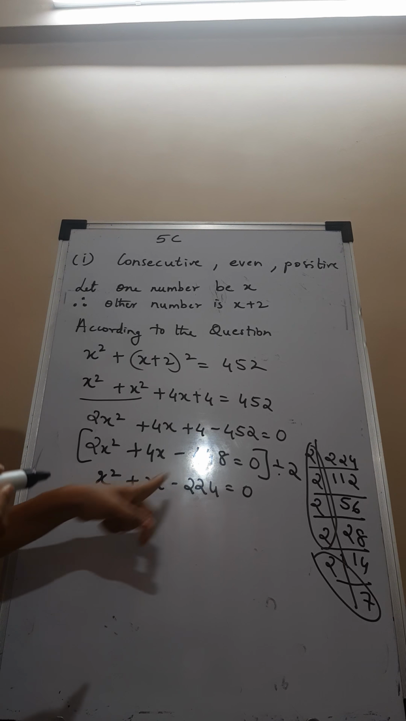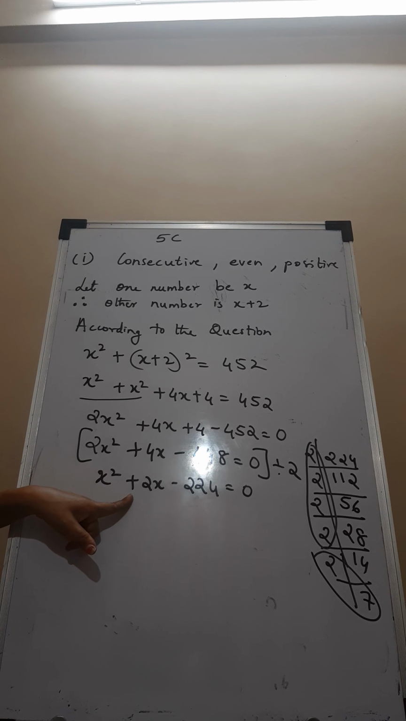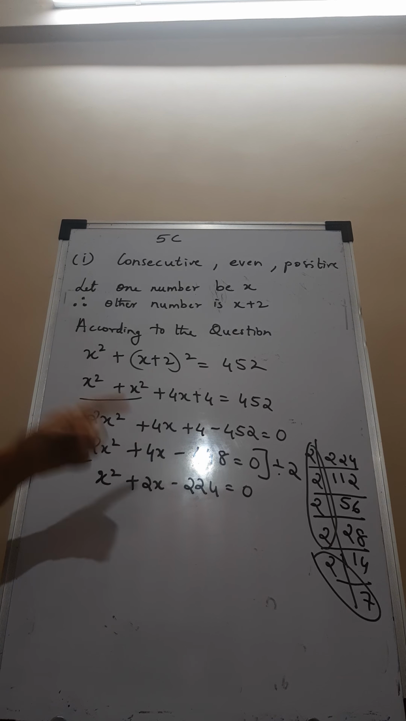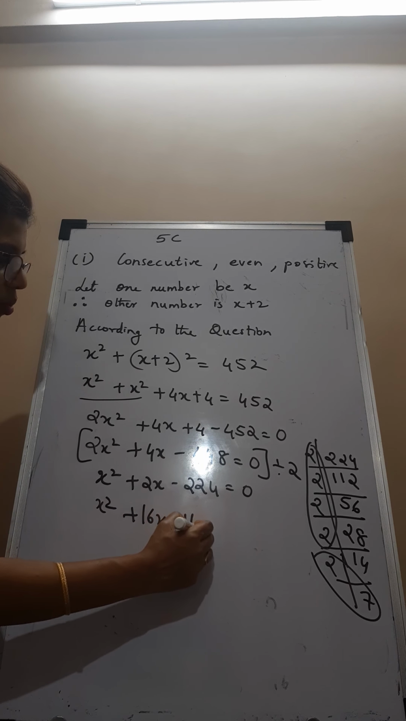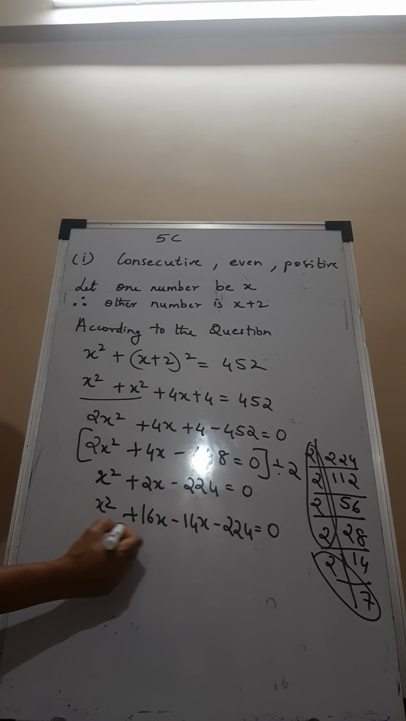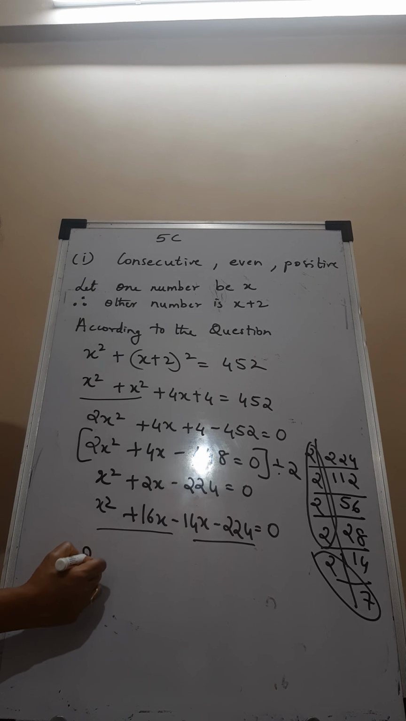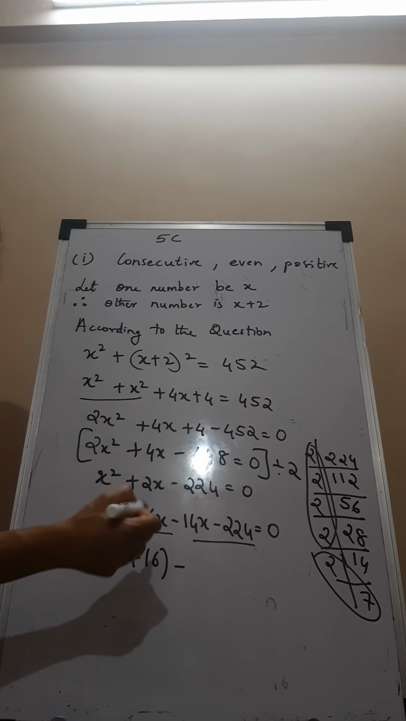Now when you are giving them signs, plus and minus, you should remember that the middle term has a plus sign. That means when you are grouping and splitting the terms, the greater number should get the plus sign because the middle term has a plus sign. So here you will write x square plus 16x minus 14x minus 224 is equal to 0. Now group it and take the common thing from this and this. So here x plus 16. Here you will take minus 14 common.